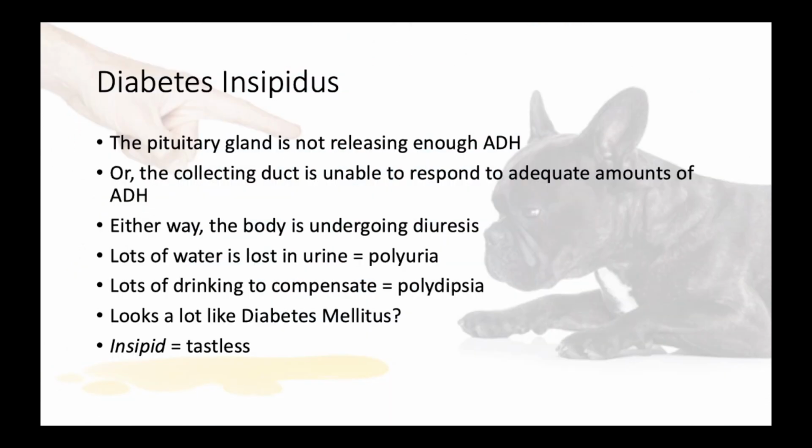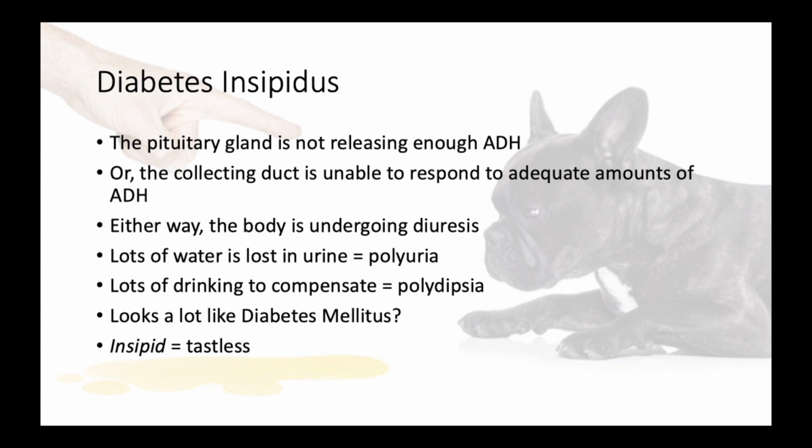So then we have this fun condition called diabetes insipidus. So the pituitary gland in this case is not releasing enough of the antidiuretic hormone. So let's break that down. Diuresis is the act of the body getting rid of water. So we take diuretics to get rid of water. So an antidiuretic hormone is preventing a loss of water. Okay, so it's a natural occurrence and it prevents an abnormal loss of water.